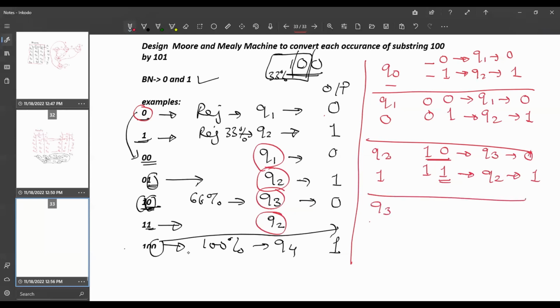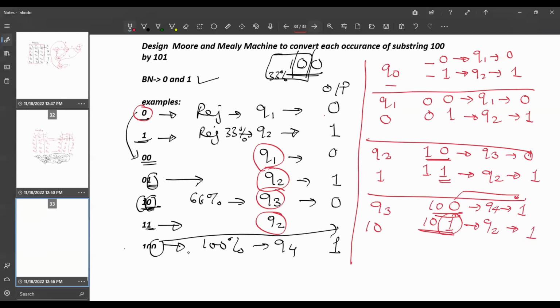Now we have Q3. Q3 means the previous bit is 0, and we are looking for the next bit. The next bit can be a 0 or 1. When we have 100, that is indicated by Q4, the required string, and this last bit 0 will be converted to 1. Now we have 101, in which we got only some portion of the required string, that is nothing but Q2 with the output as 1.